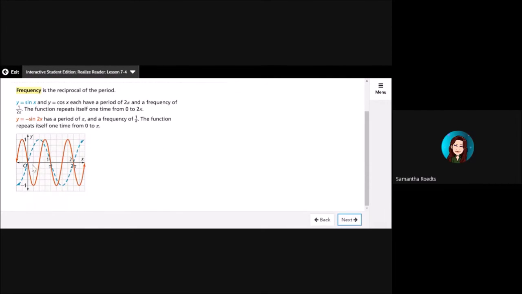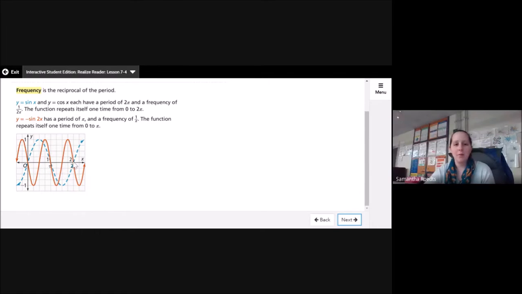For example, the blue is my normal sine function. Remember, it repeats once from 0 to 2 pi; it repeats itself one time. In negative sine 2x, it repeats itself between 0 and pi one time. So that's the frequency.